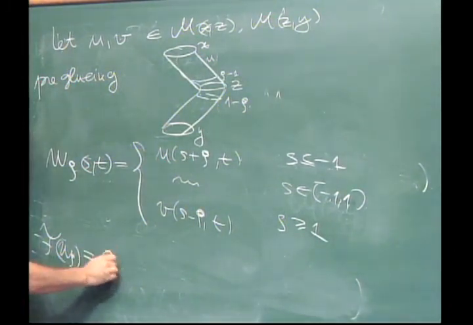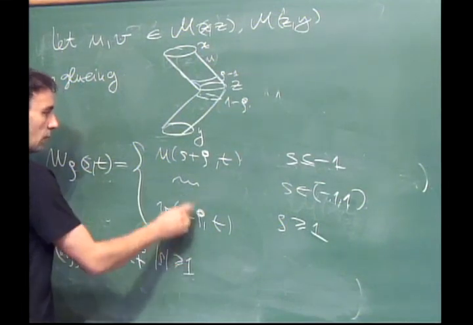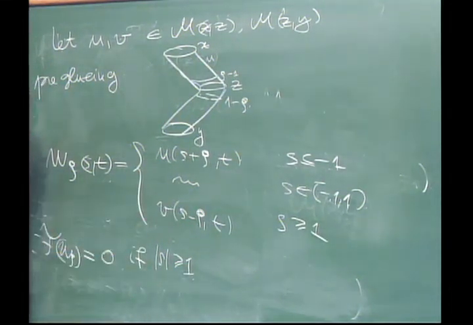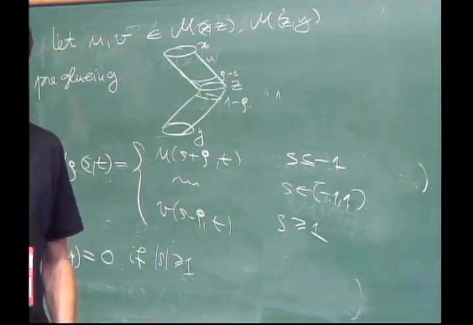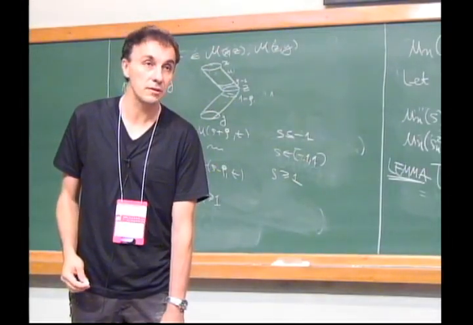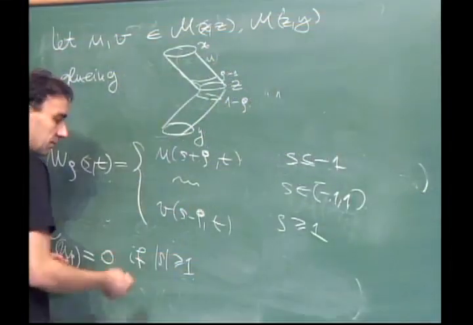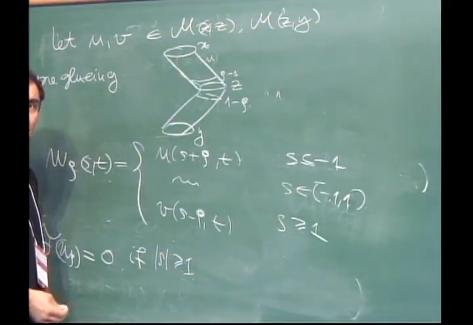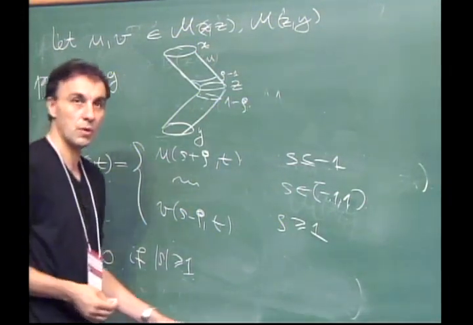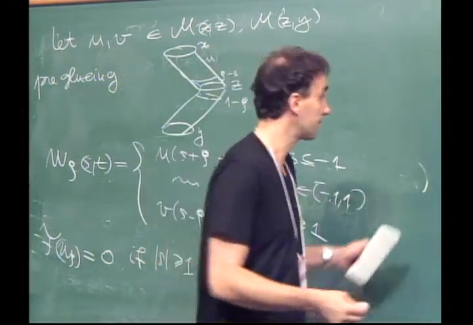So we only have that this is 0 if s is greater than 1 in absolute value, because of this formula. So one should think of that as some approximate solution of the Floer equation from which you want to build a genuine solution.